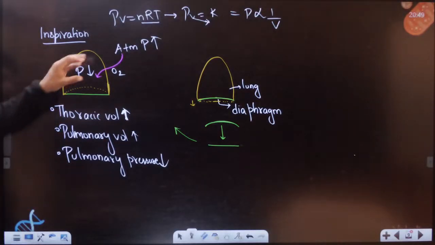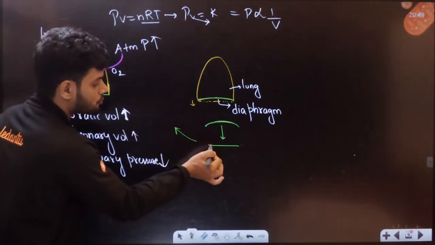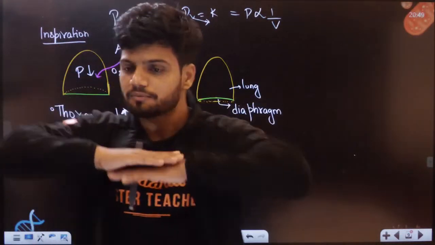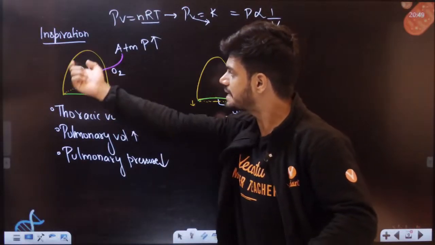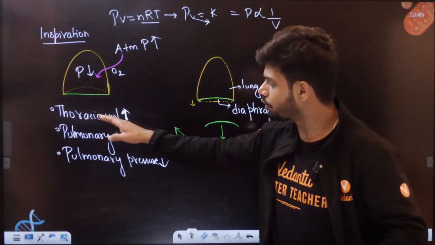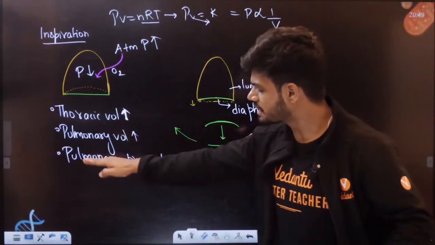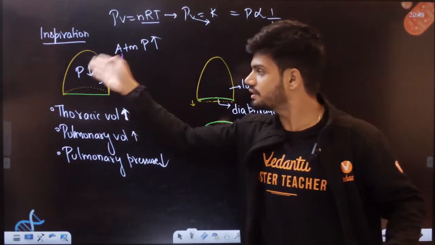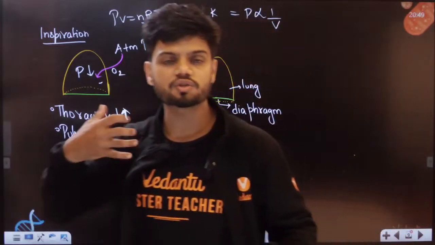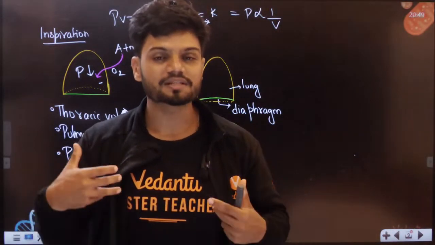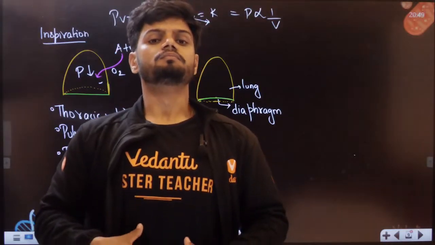Why? Because the diaphragm undergoes contraction. The diaphragm became flat. When the diaphragm became flat, there was more space inside the lungs. Because of the more volume inside the lungs, what happens? Thoracic volume increases, pulmonary volume increases, pulmonary pressure decreases. If there is less pressure inside, the gases will enter inside. Oxygen will enter inside. Inhalation. That is what just happened. Students, do this. Inhalation is done.